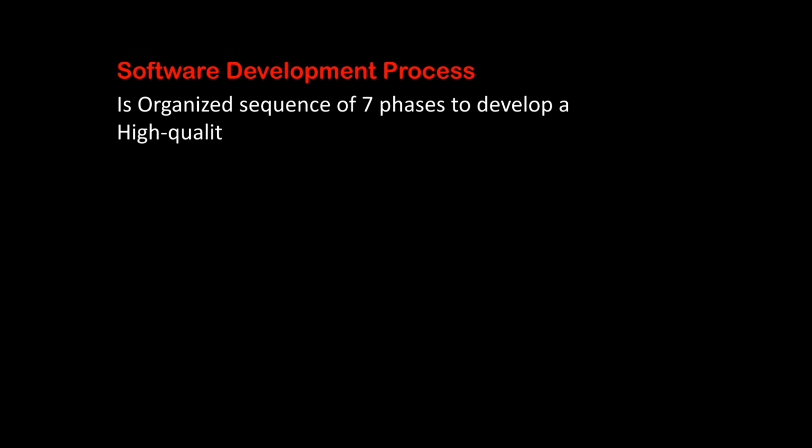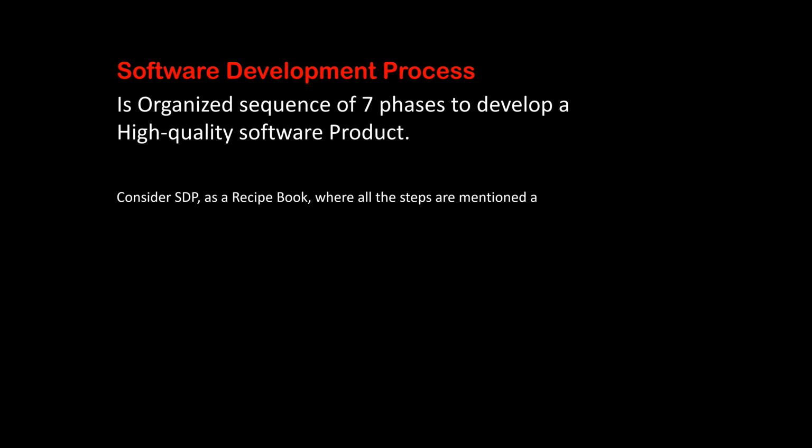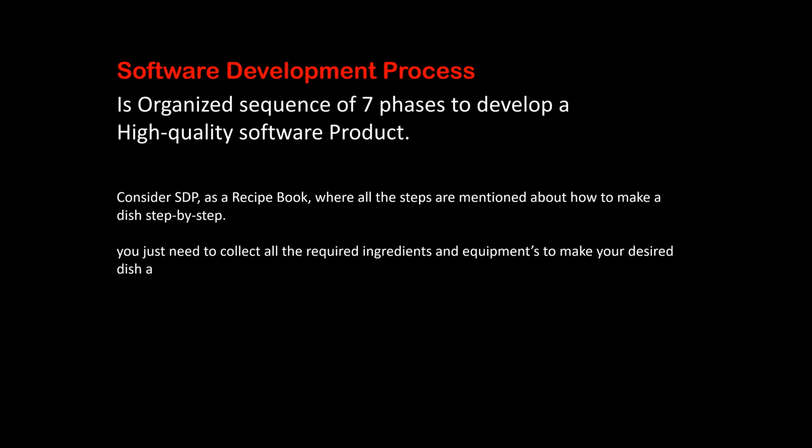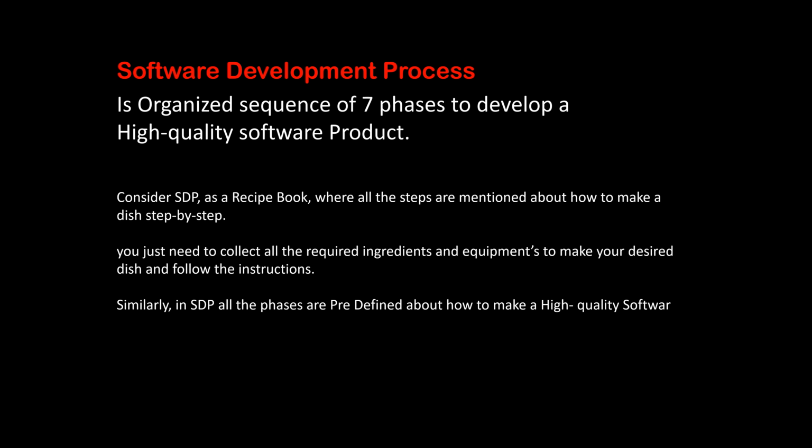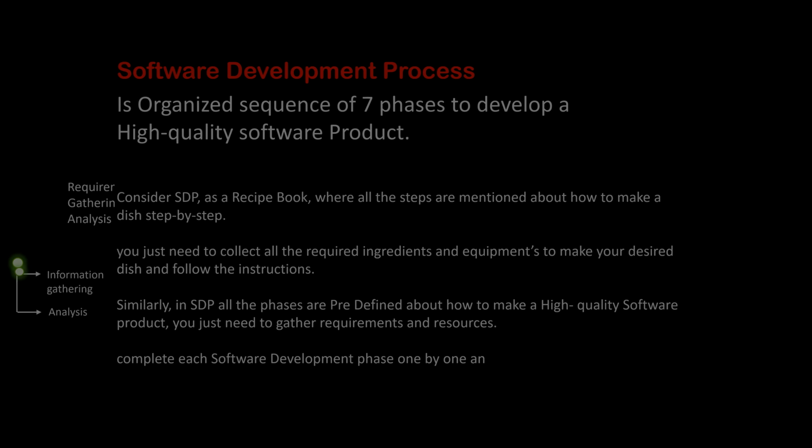Now consider the software development process as a recipe book where all the steps are mentioned about how to make a tasty dish step by step. You just need to collect all the required ingredients and equipment to make your desired dish and follow the instructions. Similarly, in the software development process, all the phases are predefined about how to make a high quality software product. You just need to gather requirements and resources and complete each software development phase one by one, and there you go, your software product is ready.